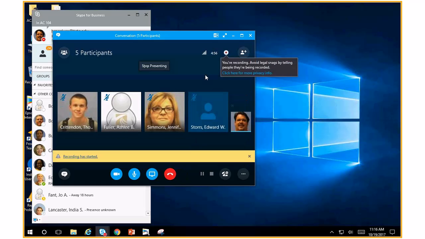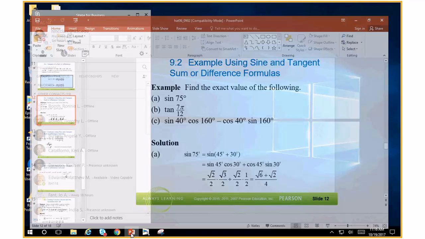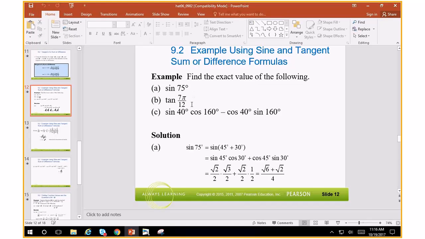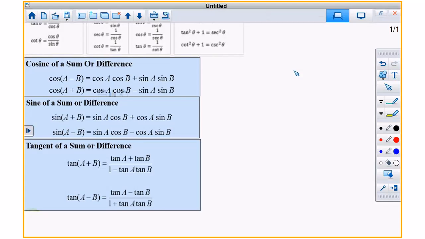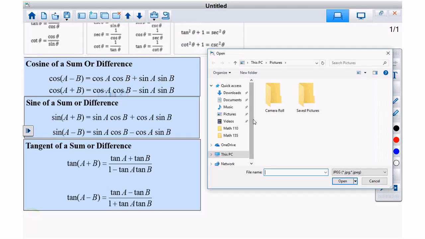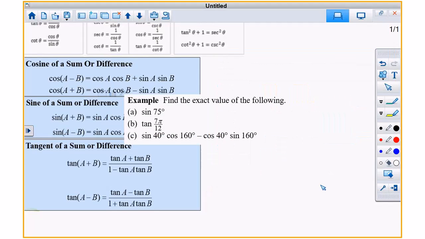I can't remember. I think we did this last problem in this section, but I want to go over it again just to make sure. 9.2, this was the one using the sine and the tangent. Let me just pull it over here. I don't know if I copied that. I think I did. So let me go to the whiteboard and pull it in, and hopefully it'll be in there. There we go.